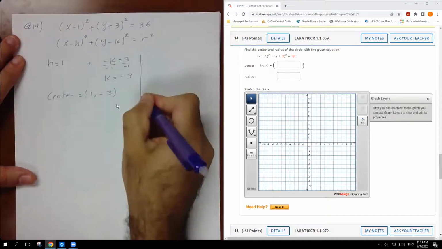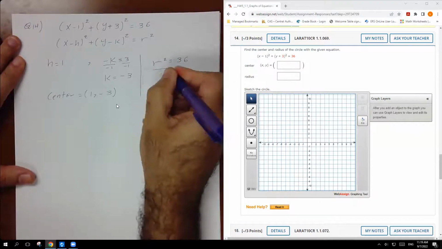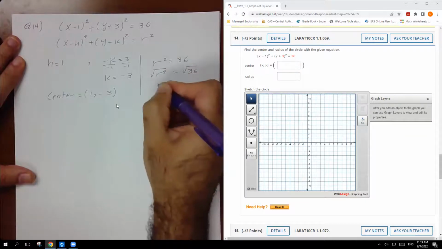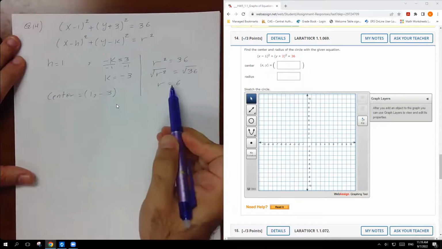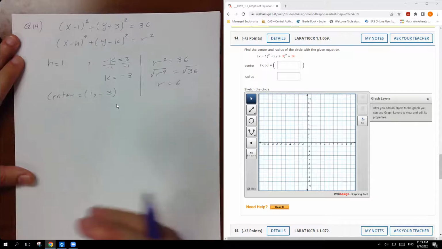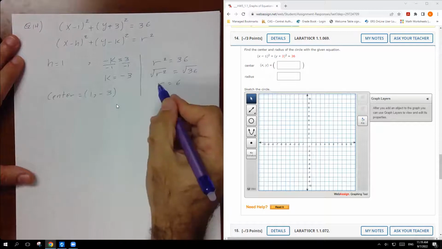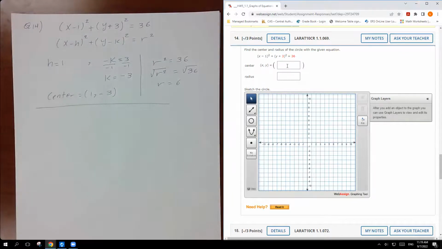Now the next part, we have r squared equals 36. Take the square root of both sides. That means the radius is 6. We can't take the -6. Why? Because there is no distance in negative. Always the distance, the length, the width is supposed to be a positive number. That means our radius is going to be 6 for this example. So we're going to plug in here. Do not put another parenthesis because there is a parenthesis here. So it's going to be 1, -3. And the radius is going to be 6.